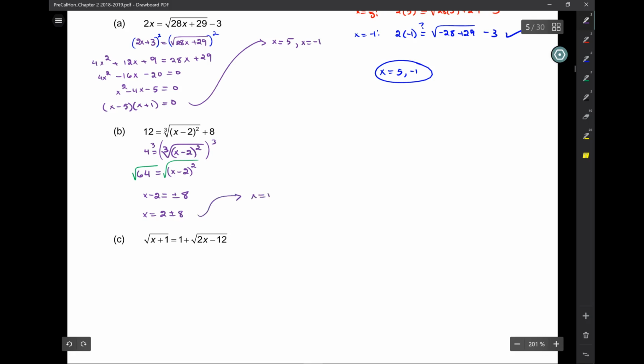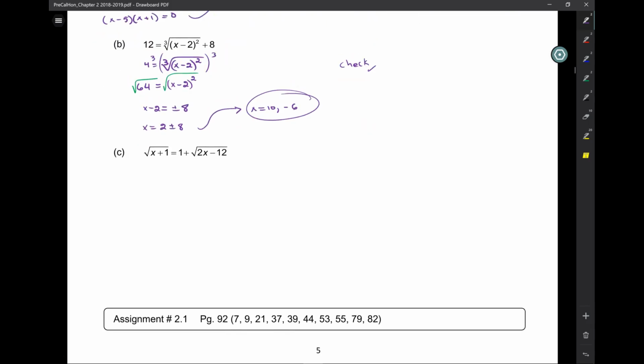Yeah. I got the same answers that you guys. Okay. So x equals 10 and negative 6. We're going to plug them back in and check, and they're both going to work. Okay? They both do work. Correct. So if you start with an even root, then it's more necessary to check. All right? Yeah, the even roots. You're not going to have too many of these anyway.